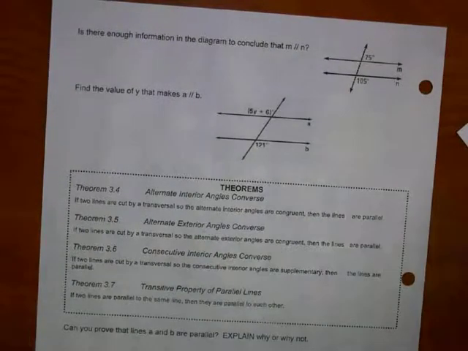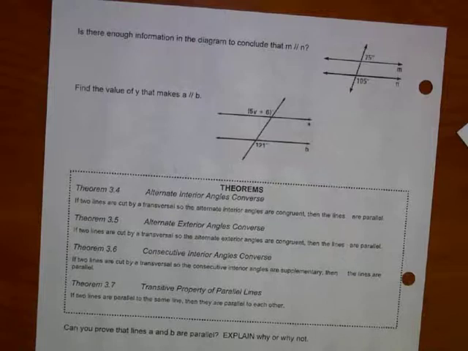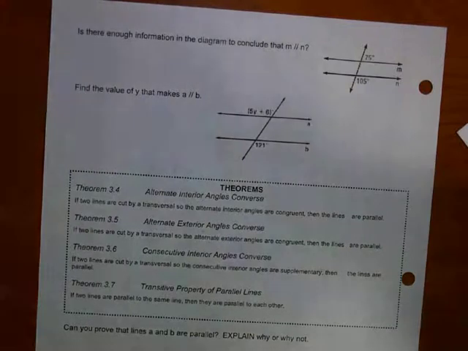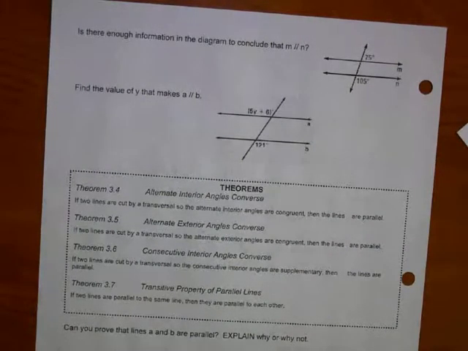Is there enough information in the diagram to conclude that M is parallel to N? So this isn't even writing a proof. It's just kind of making a decision whether there's enough information. What do you think? Why? Tell me why you say that. What do you think, Will?